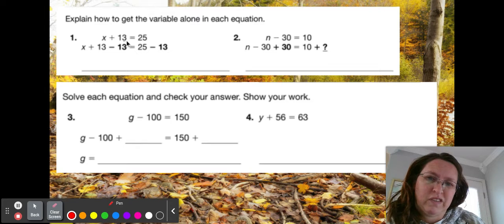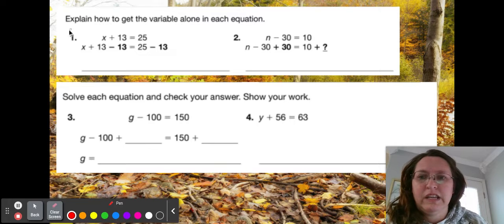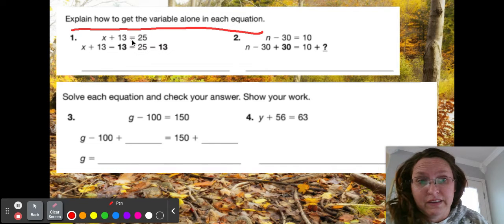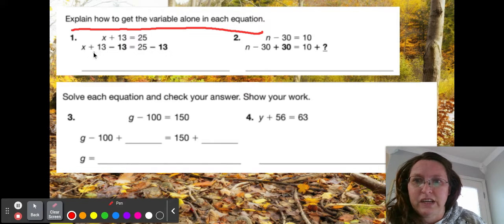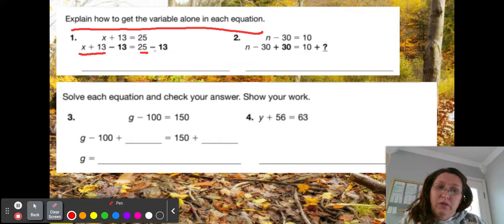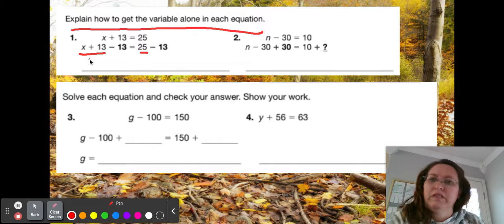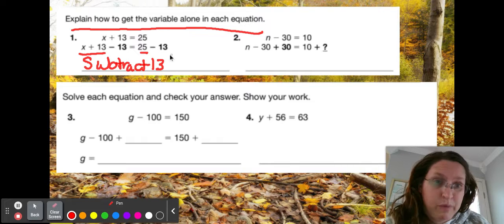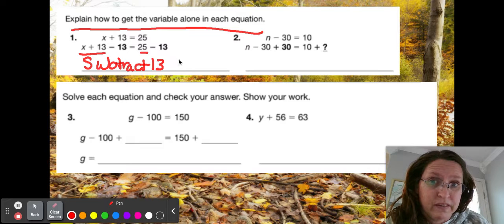If I have x plus 13 equals 25, it tells me to explain how to get the variable alone. So they show me in this example, I see x plus 13 right here, and I see 25 right here. So what are they doing to both sides? Well, because normally you would add 13 to get it alone, you're going to subtract 13. You have to remember to include from both sides.